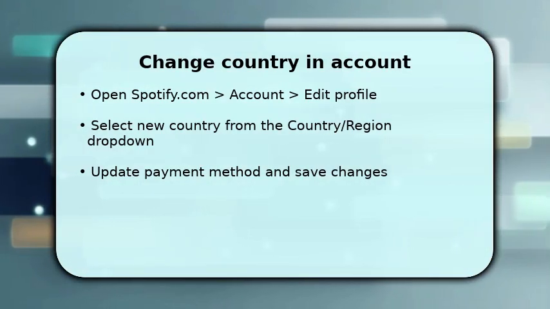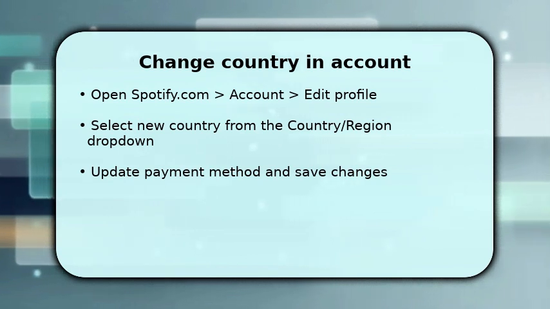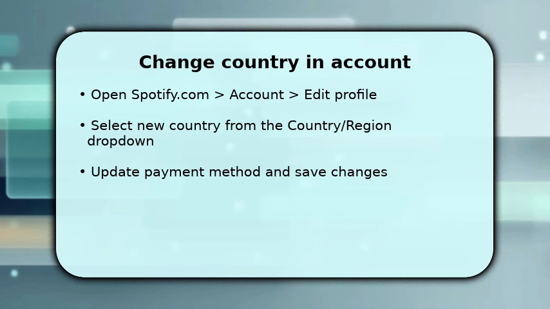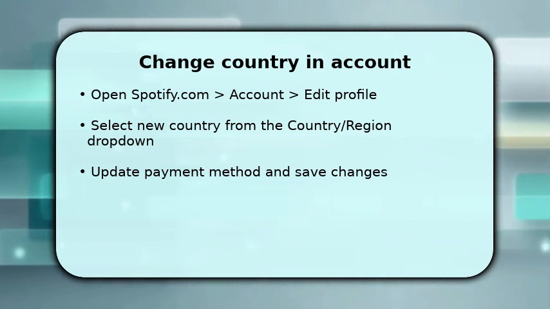Now update the country field in your profile, go to account settings on the web, choose Edit Profile, and pick the correct country from the country or region dropdown. You must then set a payment method valid in that country. Spotify uses this to verify residency and to bill in the correct currency. After entering payment details, save and log out on other devices.